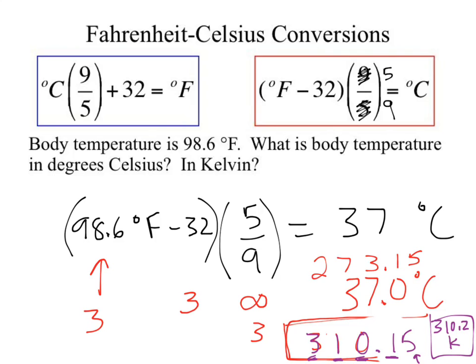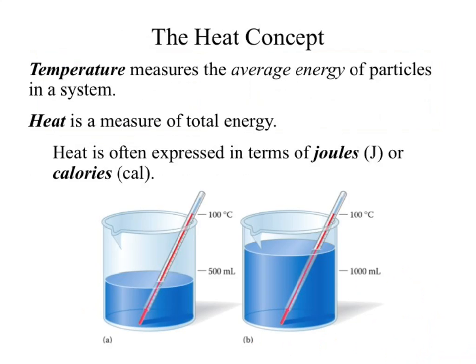Okay. Next part of this is what's going on with heat. So our heat concept is slightly different than temperature. Okay? They're both measuring a heat energy, but again, they're different. What is the difference? Our temperature was the average energy. Heat happens to be the total energy.